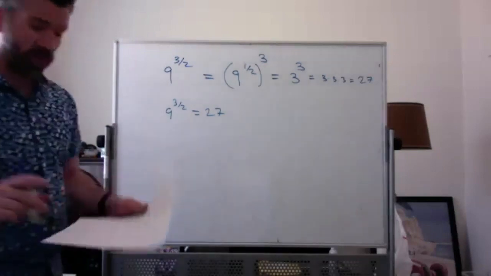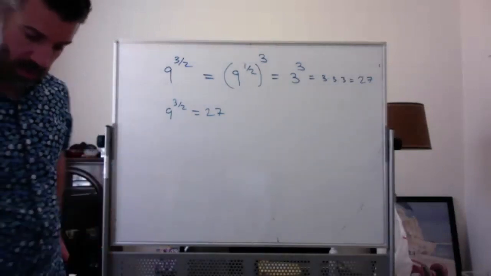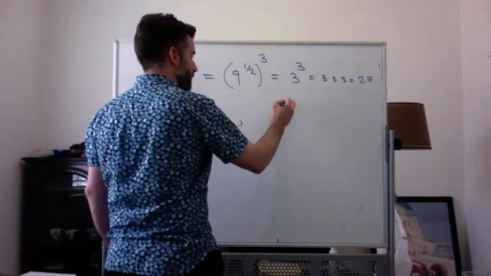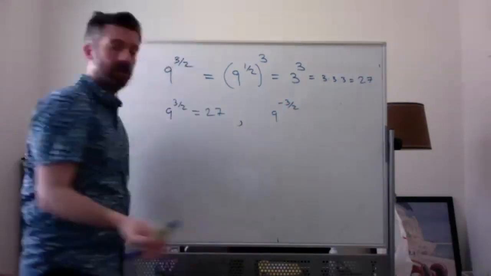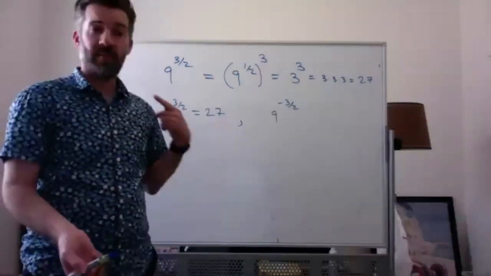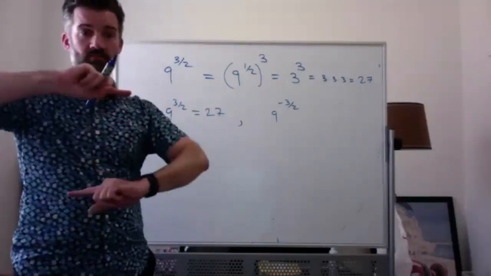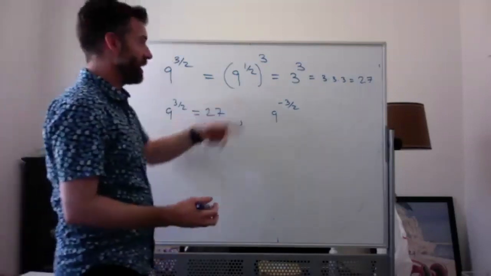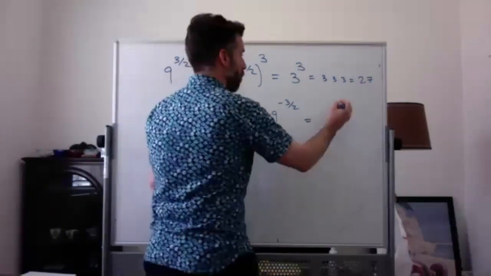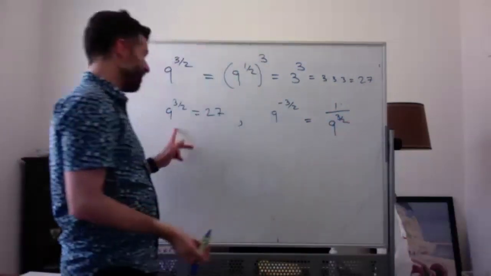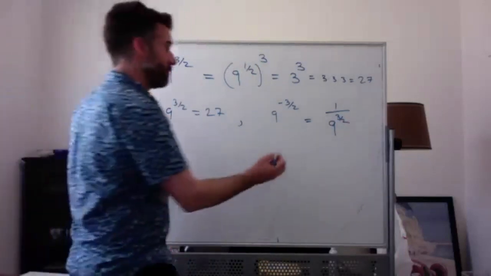And then I also want to point out, because it's pertinent, that 9 to the negative 3/2 is going to be almost the same. What does the negative power do for us? It flips, or reciprocals. So 9 to the negative 3/2 is going to be 1 over 9 to the positive 3/2. And we already know that 9 to the 3/2 is 27.